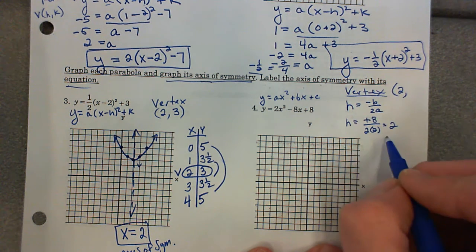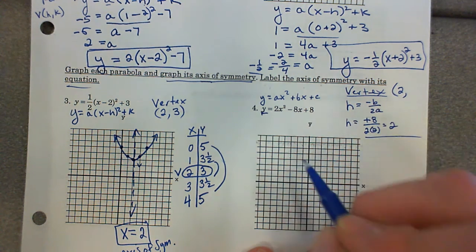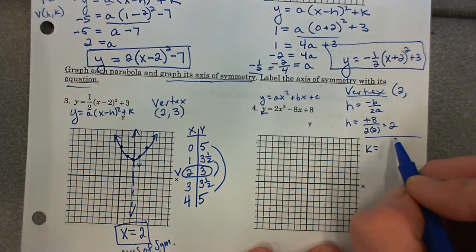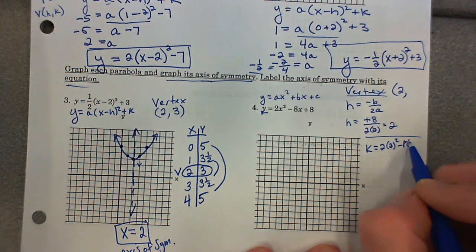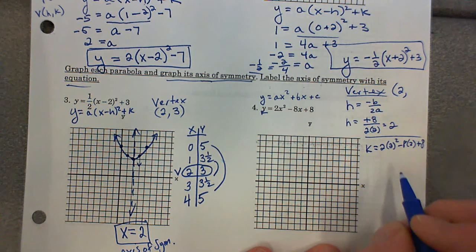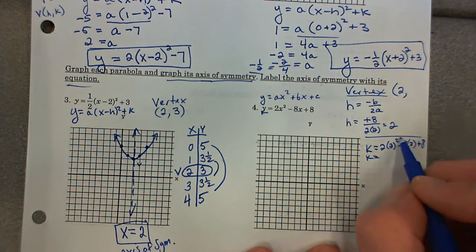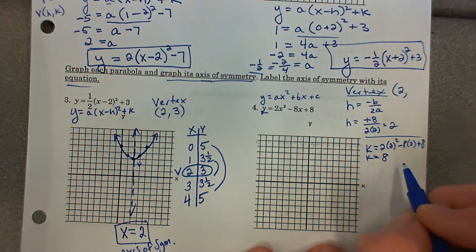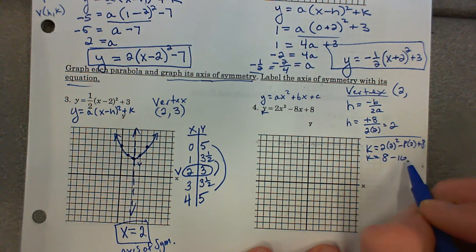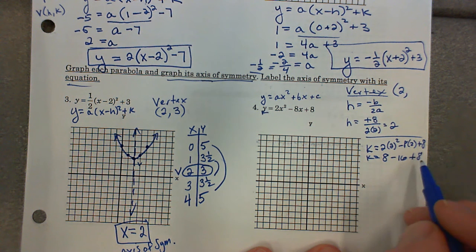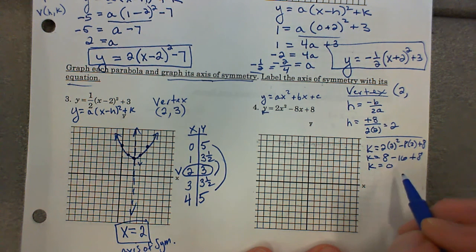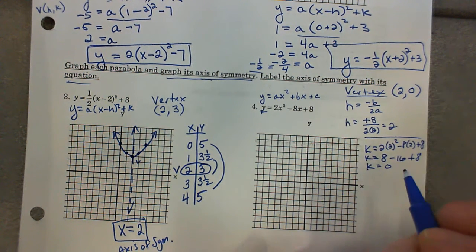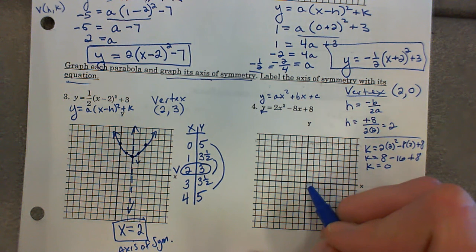Now we've got to find k. So to find k is really just a y value. So k equals 2 times 2 squared, plugging 2 in for x, minus 8 times 2, plus 8. So 2 squared is 4, times 2 is 8, minus 8 times 2 is 16, plus 8. So 8 plus 8 is 16, so 16 minus 16 is 0. So this is the point 2 comma 0. So we have our vertex at 2, 0.